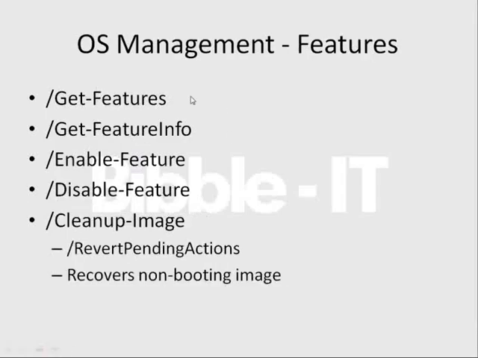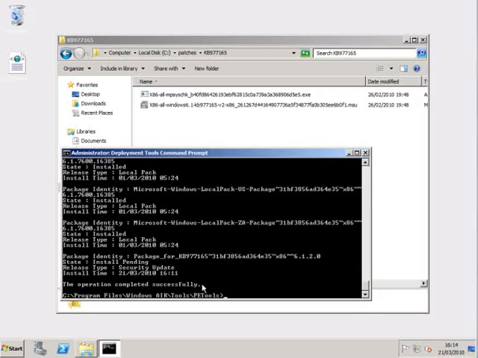So next is actually managing some of the features of the OS. Again, a whole bunch of switches here: get-features, get-feature-info, enable-feature, disable-feature, and then this is the one I was just talking about, /cleanup-image. This switch allows you to revert any pending actions, so if you've made lots of changes and your image won't turn on, won't start, this will help you recover it and get it back to a state that it's known to be good in. So let's have a look at the features of this operating system.